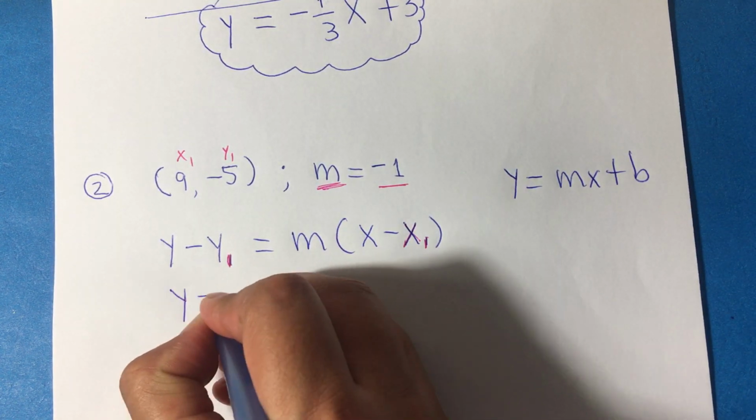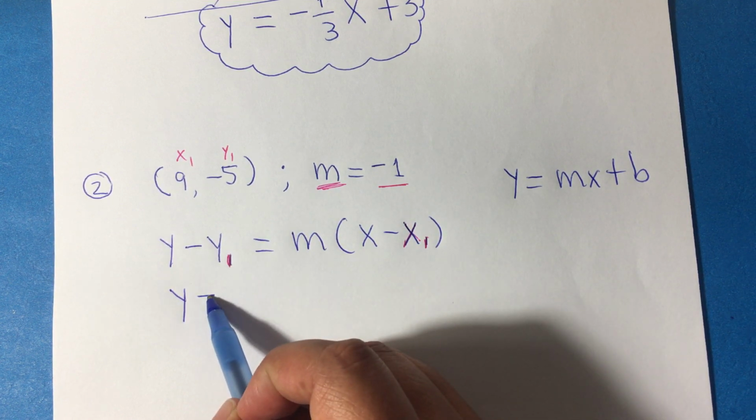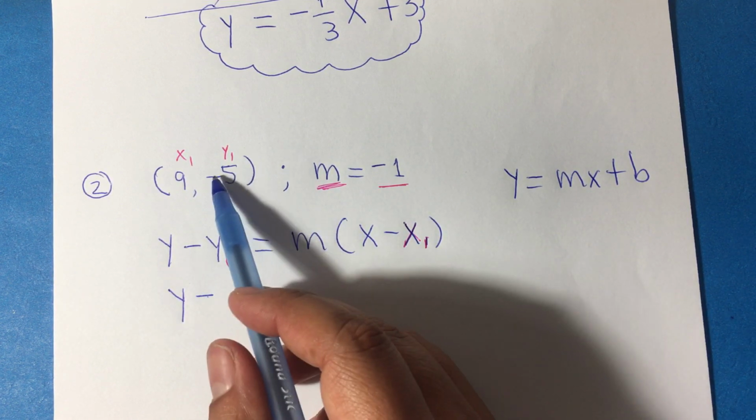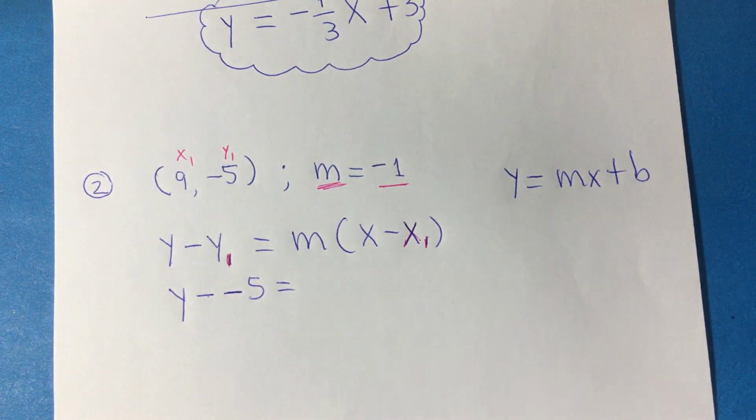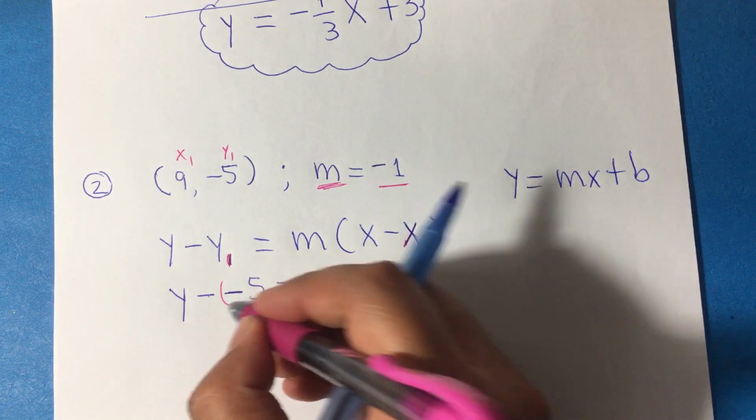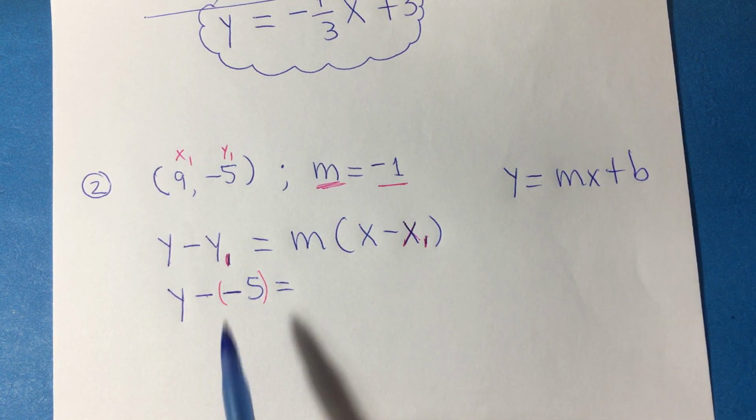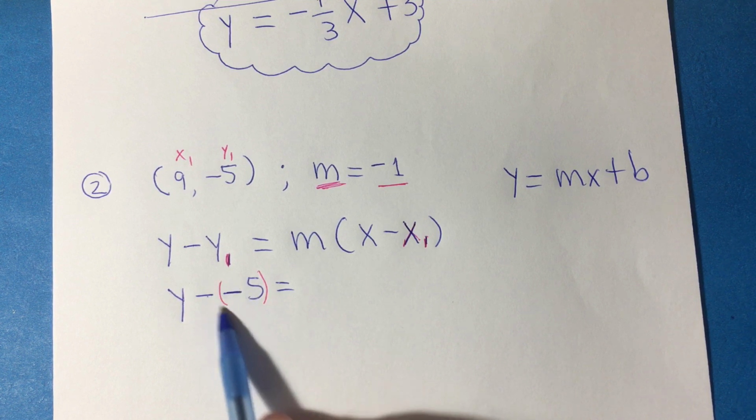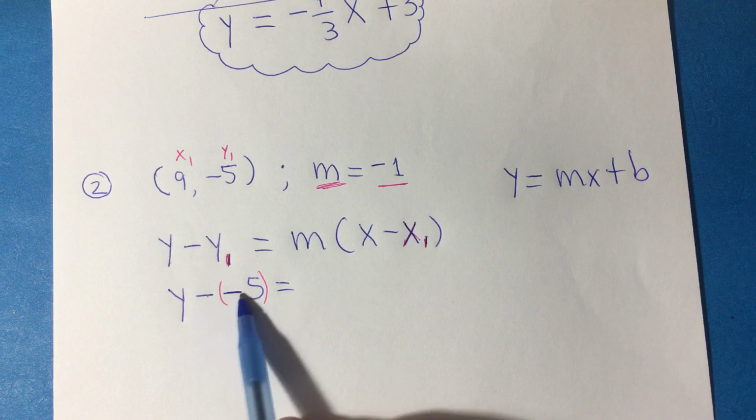So y minus, now be careful because you have minus from the formula and then y1 is -5, so you have double negative in there. Some people prefer to have the parentheses. It's up to you if you want to put it or not with me, but some professors or teachers do ask that you put parentheses, okay, to separate the signs.